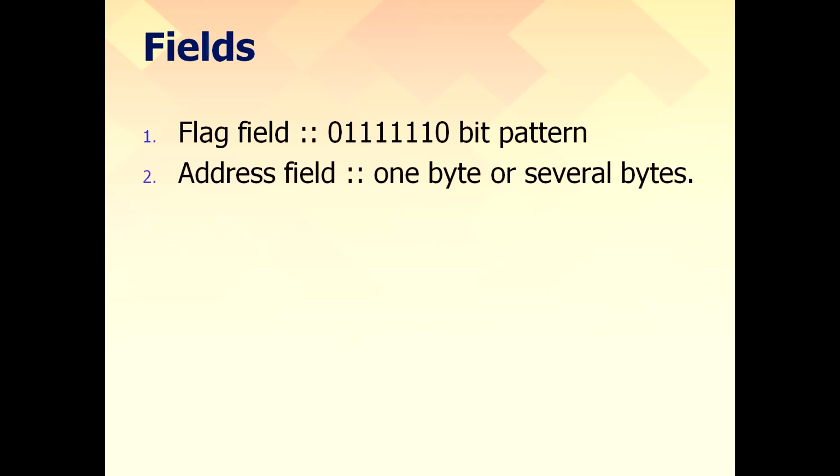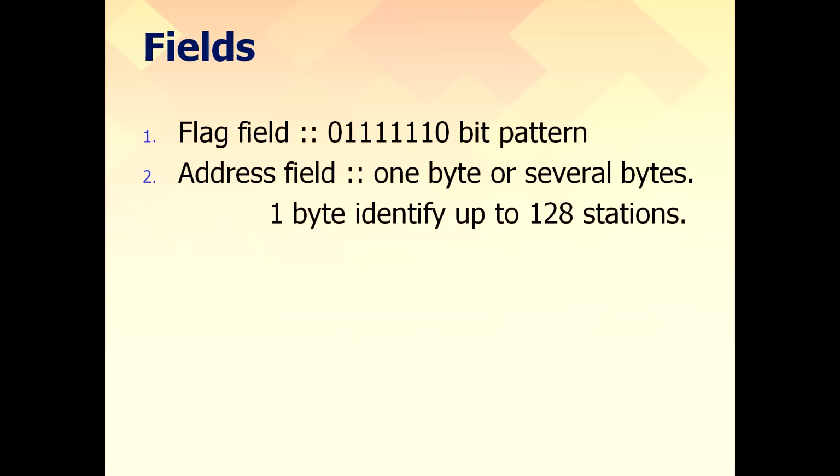Next one, address field. The second field of an HDLC frame contains the address of the secondary station. If a primary station created the frame, it contains the to address. If a secondary station creates the frame, it contains the from address. So it is the address of the secondary station.